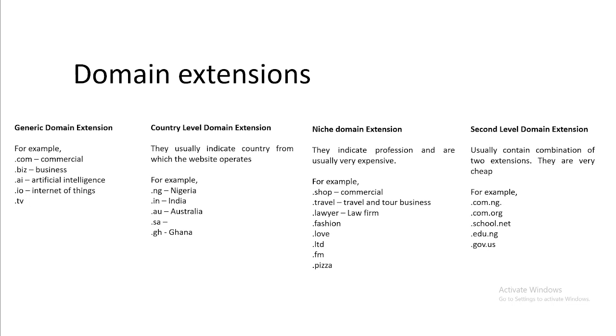Second level domain extension usually contains a combination of two extensions. They are very cheap. For example, .com.ng, .com.org, .school.net, .edu.ng, .gov.us.